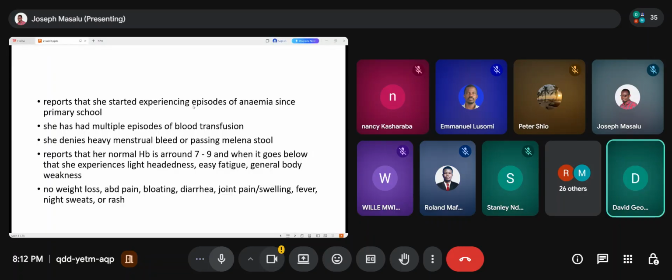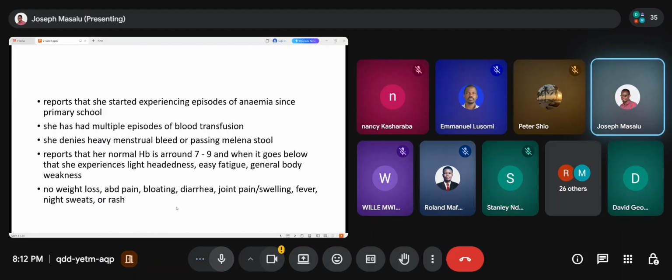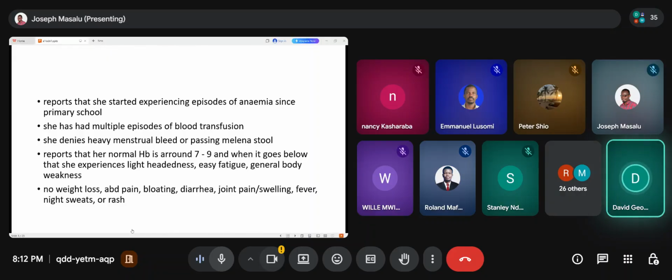Okay, so on examination, I pick that the patient was not jaundiced, but I would also be interested to know, during history taking, does she report any episodes of jaundice? Joseph, if you had that information. No, no jaundice.